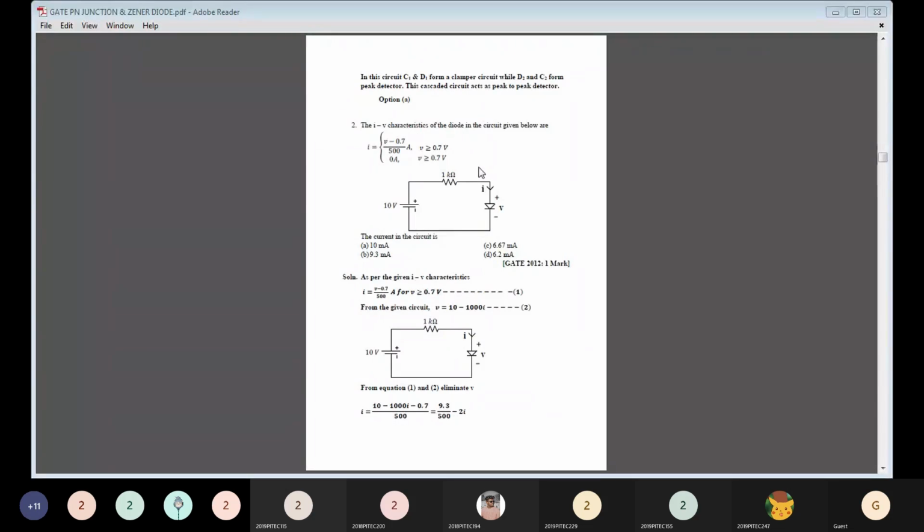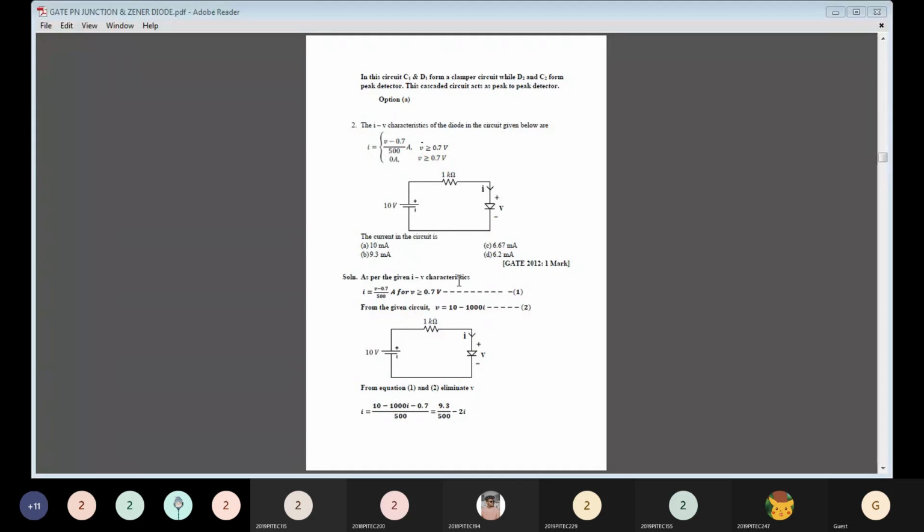Next, we move on to the next problem. The IV characteristics of the diode in the circuit are given below. For this circuit, the current voltage relationship has been given as I equal to (V minus 0.7) divided by 500 ampere, where V is greater than or equal to 0.7 volt, and 0 ampere for V less than 0.7 volt. So the current in the circuit is, options are 10 milliampere, 9.3 milliampere, 6.67 milliampere, and 6.2 milliampere.